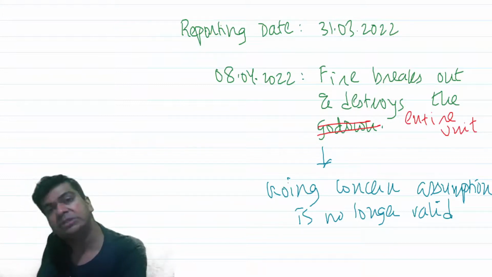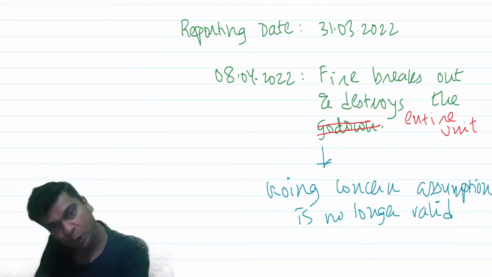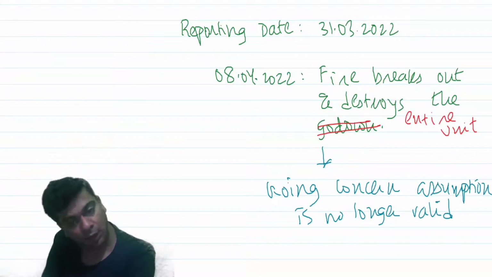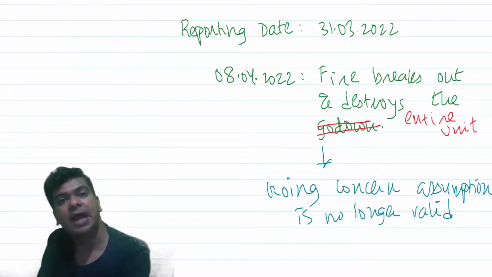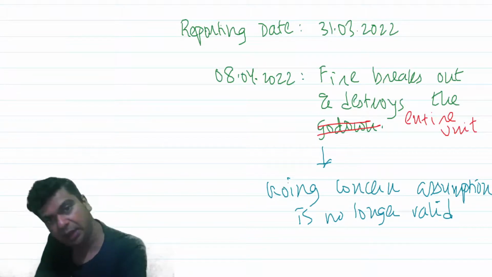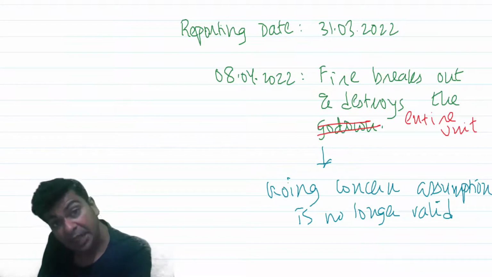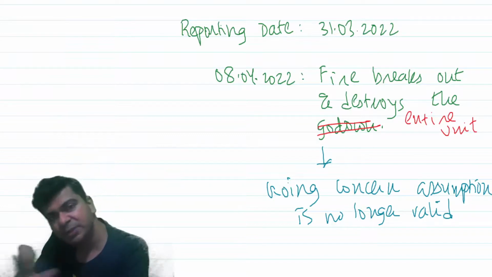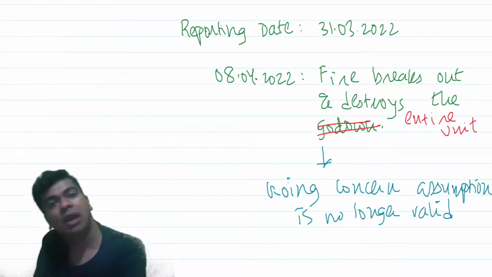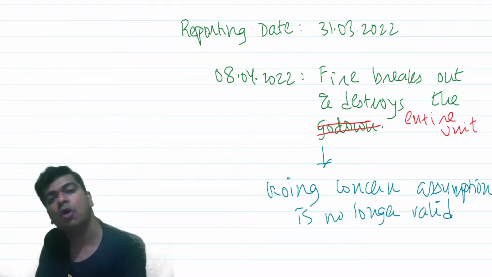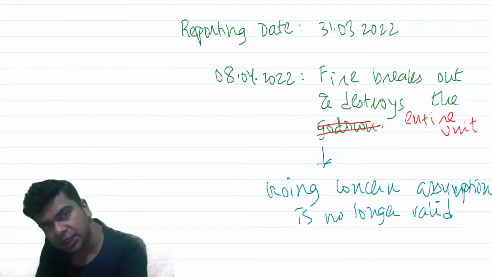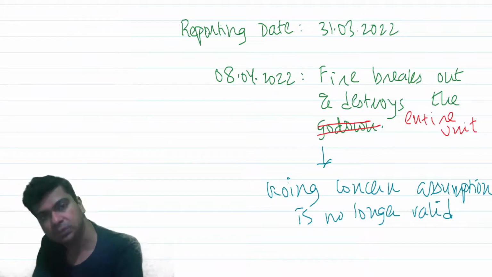See, this event will still remain a non-adjusting event only, but now simply providing disclosure will be insufficient. Going concern assumption is a fundamental assumption that we make under Ind AS 1. That fundamental assumption itself is no longer applicable. Hence, this time simply adjusting the assets and liabilities and income and expenses will not be sufficient. You will have to change the entire basis of your preparation of financial statements. And accordingly, the financial statements will be restated.